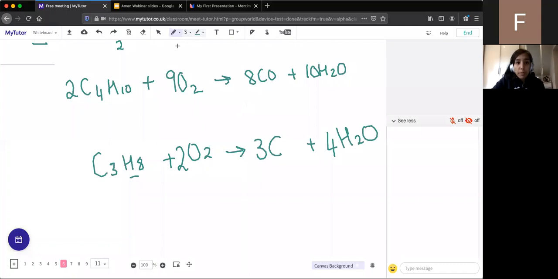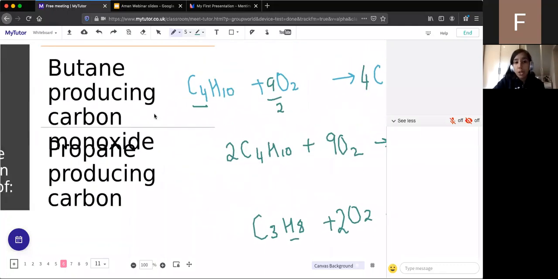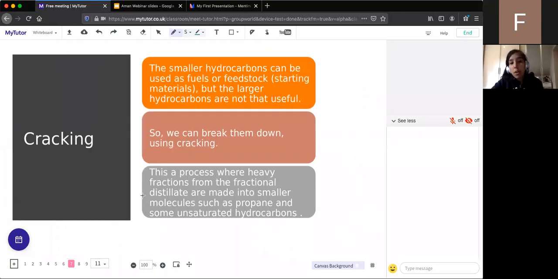Okay, so we've talked about complete combustion producing CO2 and water, and incomplete combustion producing either carbon monoxide or carbon and water. So now that we've covered combustion, let's think about cracking. I remember on Monday, a lot of people were asking, well, how do you produce the smaller hydrocarbons or the smaller alkanes, such as methane, ethane? You know, when we do fractional distillation, we produce petrol, we produce petroleum, and all these different products. They're not the smaller alkanes. Well, the process is cracking. And so the smaller hydrocarbons can be used as fuels or feedstock. Feedstock's just a fancy word for raw materials or the starting materials that happen in industrial processes.